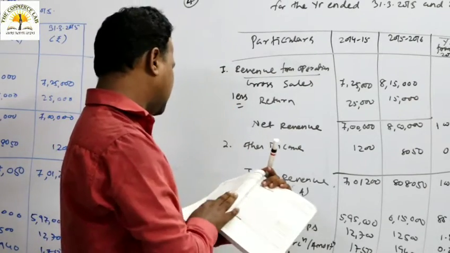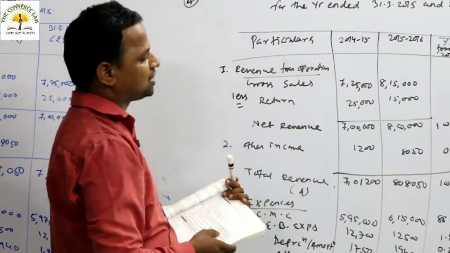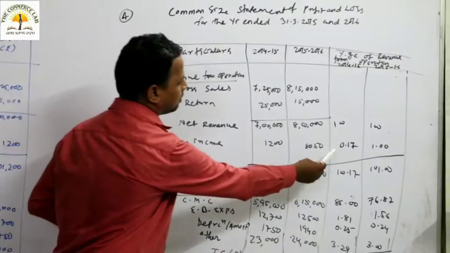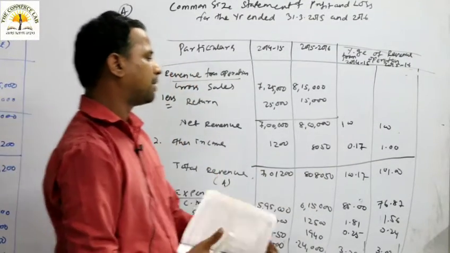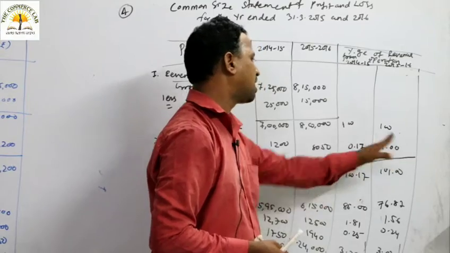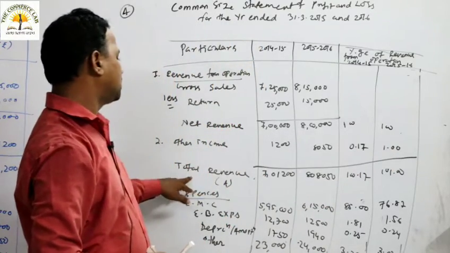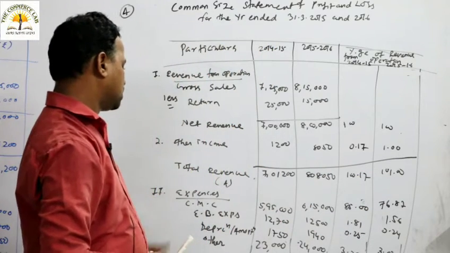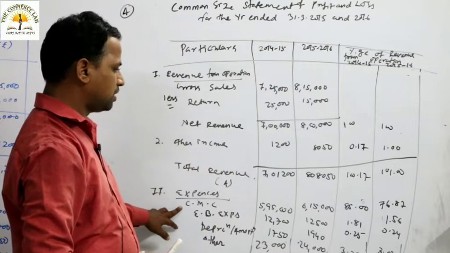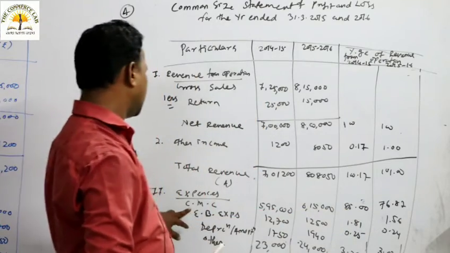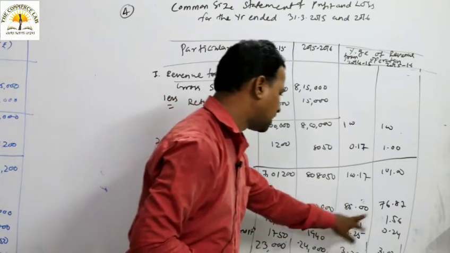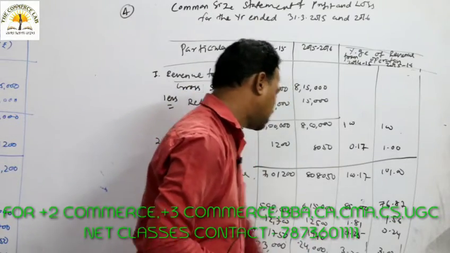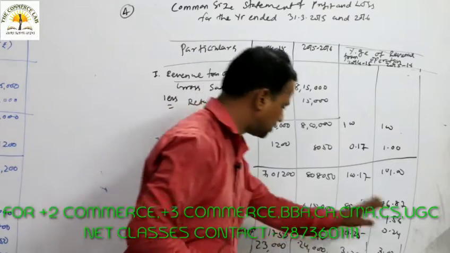So what is asked in the question? You have to comment on the changes. Look at how to comment on the changes. Other income was 0.17 here and 1.00 here, so it has increased. Similarly, you see the total revenue increased from 100.17 to 101.00. Similarly, cost of material consumed has decreased. Then employee benefit expenses have also decreased. Depreciation and amortization has decreased. Then other expenditures have also decreased.